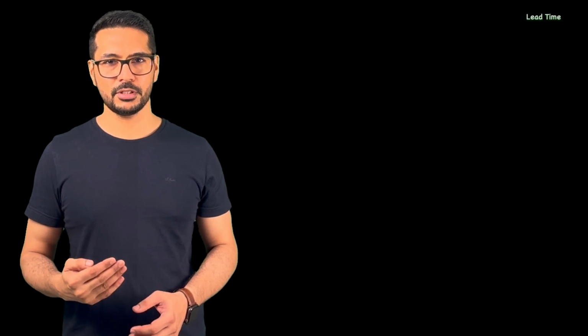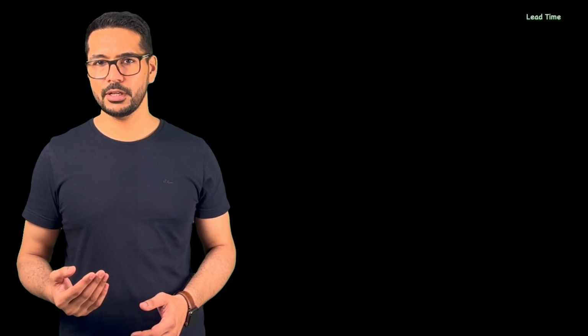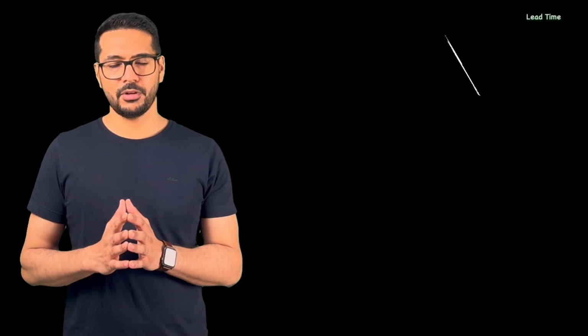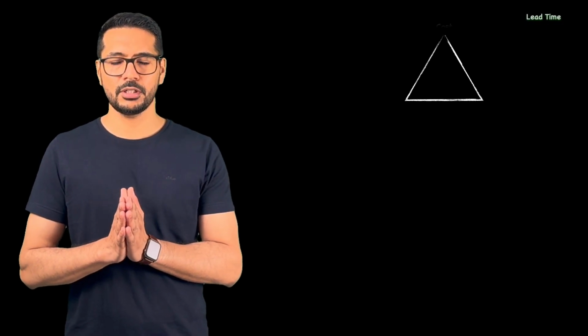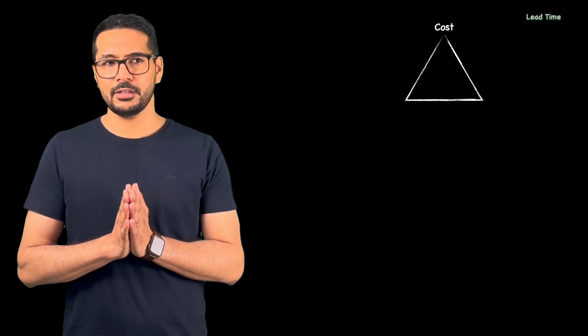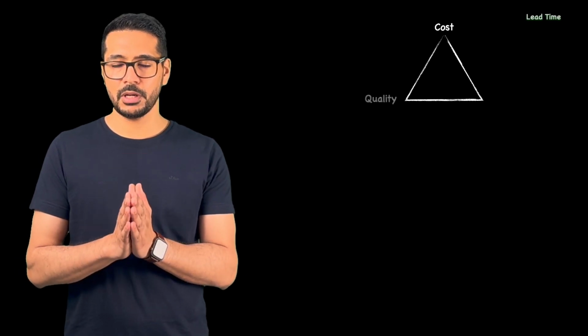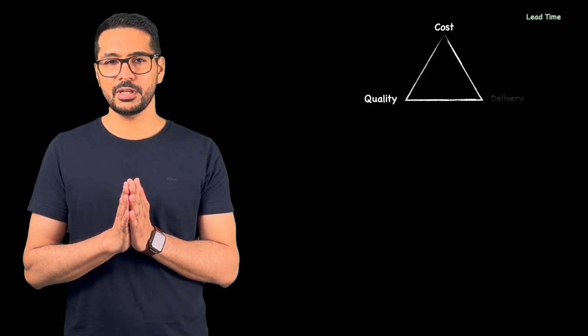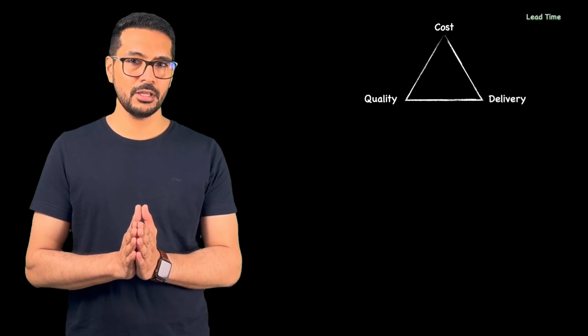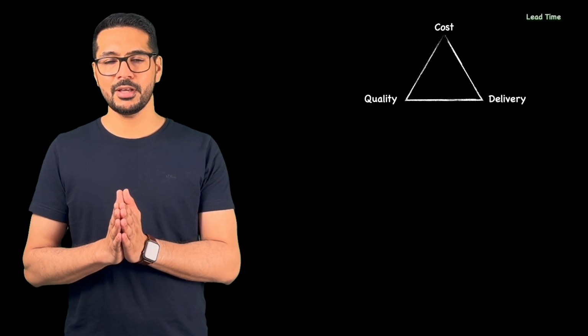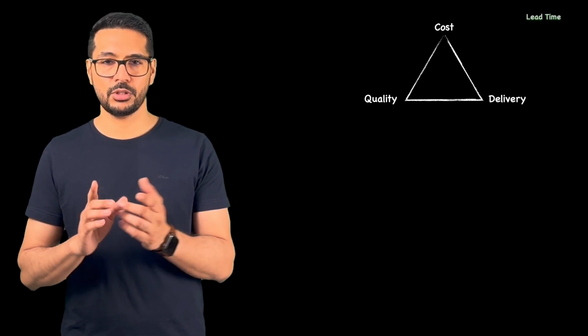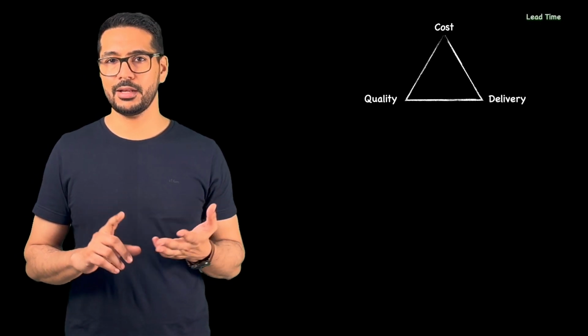So after understanding the different types of pull system, the next step is to understand the total lead time. The success of any company or any business is dependent upon three critical factors. These are, with minimum possible cost, to deliver maximum quality and deliver it as soon as possible. So the cost, quality, and the delivery.